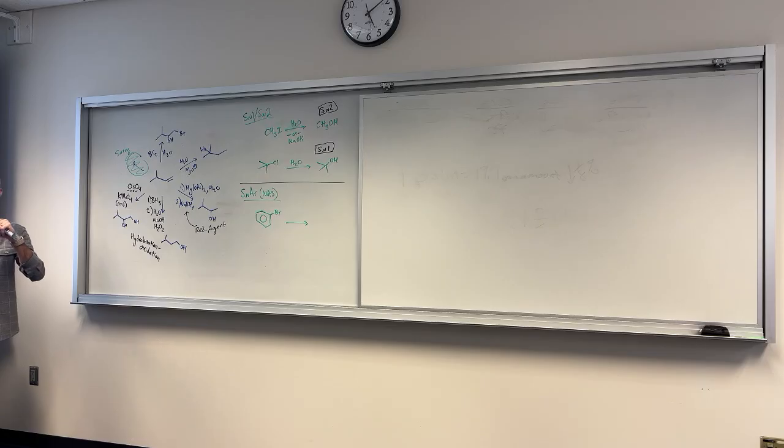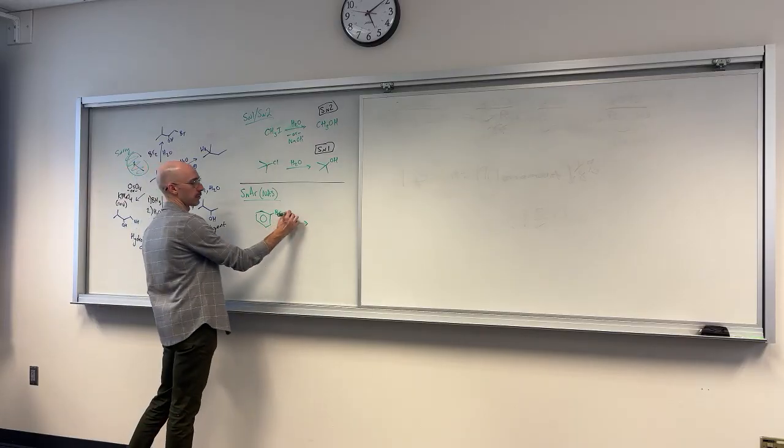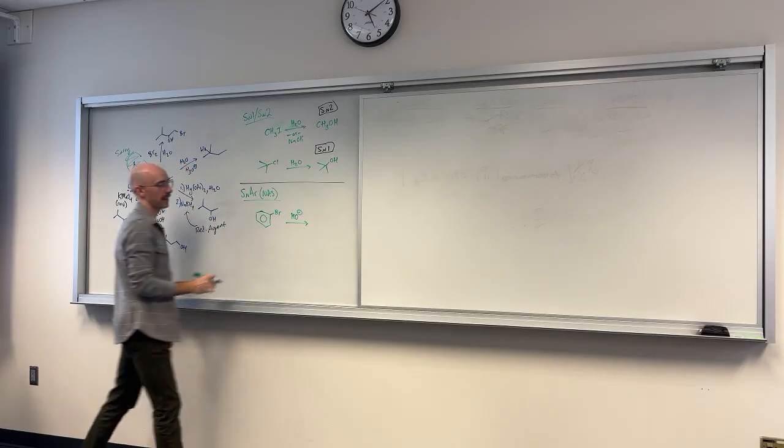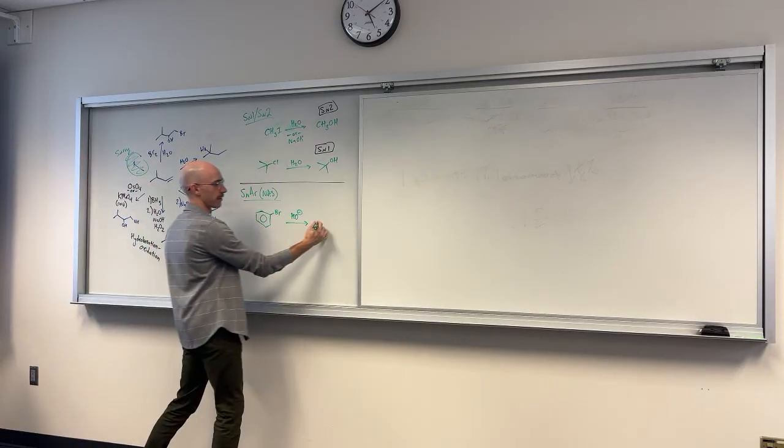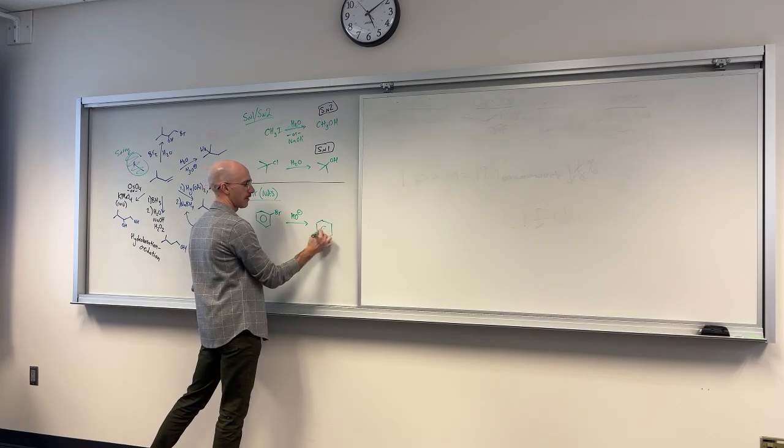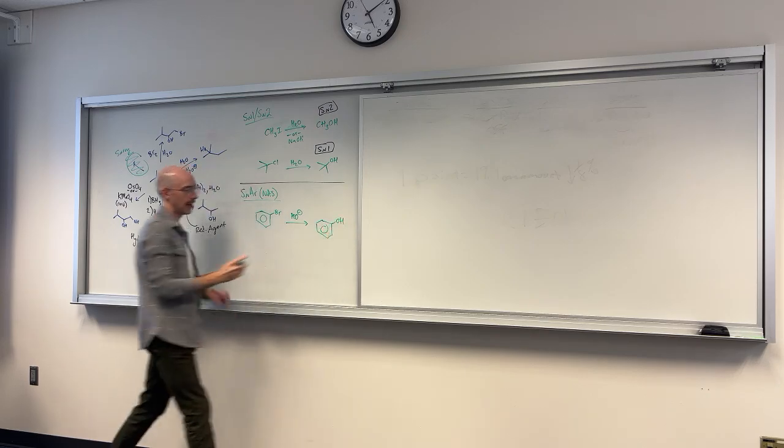A pi bond breaks in the aromatic ring. Aromaticity breaks in the aromatic ring. Is it easy to break aromaticity? No. Is water good enough at sharing its electrons that it can break aromaticity? No. So hydroxide is the only reagent that can be used to make an alcohol here. The halogen is substituted, and now I have a phenol.